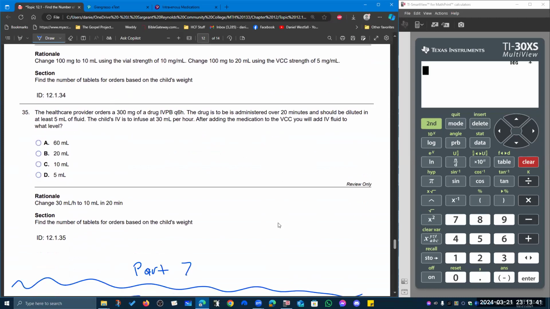Healthcare provider orders 300 milligrams of the drug to be given IV PB every 6 hours. Going to be administered over 20 minutes. Should be diluted in at least 5 milliliters of fluid. 30 milliliters per hour. We're going to multiply by 1/3, top and bottom, because a third of an hour is 20 minutes. And this is 10 milliliters. So 10 milliliters is the amount of fluid we need in the volume control chamber.